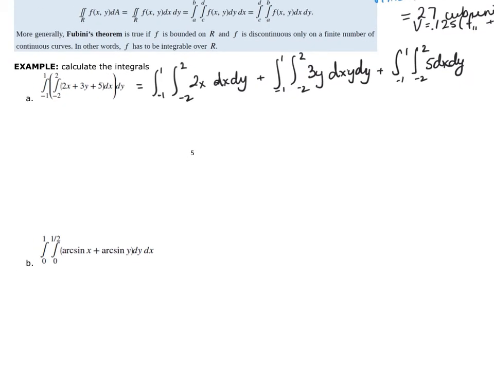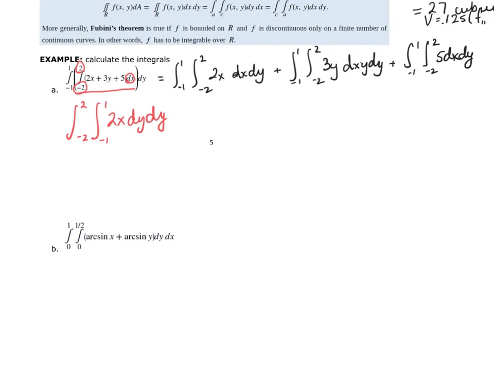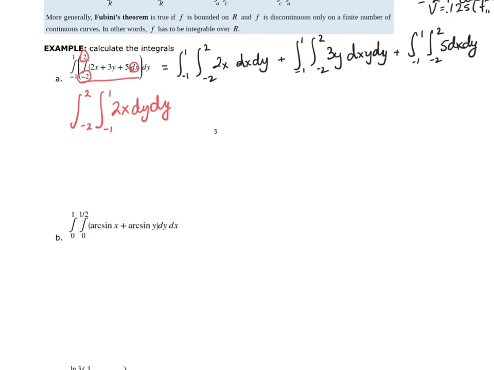Now, as I look at this, which one do I think is going to be easier? I personally think that it's going to be easier to start with y on this first one. In this form, because dx is noted first, these are the limits for dx. Now I've chosen to do this first one with respect to y, so I'm going to rewrite it as the integral from -2 to 2 of the integral from -1 to 1 of 2x dy dx. The reason I'm doing this is because I have 2x.